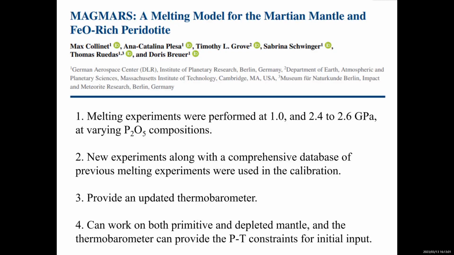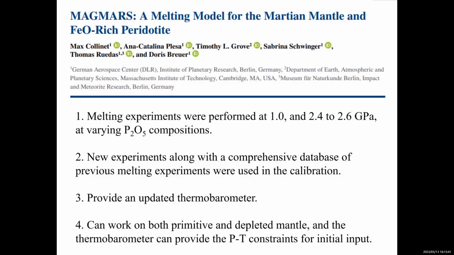basalt source. So first, they performed several experiments at not so high pressure, considered to be the basalt source pressures, and with varying phosphorus concentrations. So it's more data contributed to the community. And then they combine all this experimental data together. In particular, they want to emphasize a lot of experiments that are FeO-rich, which are the Martian peridotite compositions as far as we know.